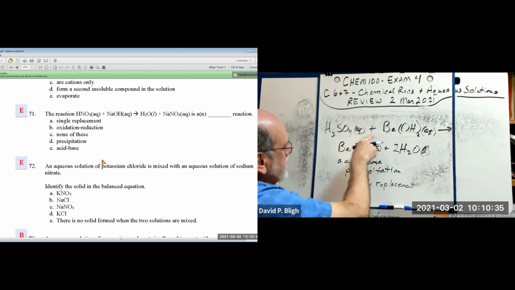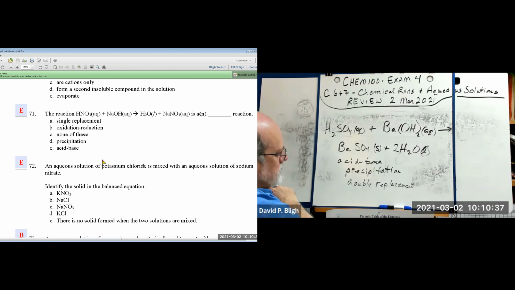And this barium sulfate, that's balanced. You only need one of those, one. So we're good there. That's balanced. All you have to do is add a coefficient to water and you're balanced. Okay, that's an example of an acid-base reaction that involves precipitation as well.